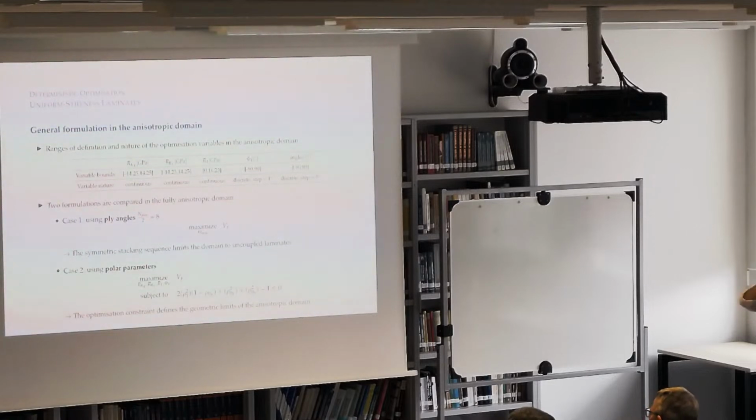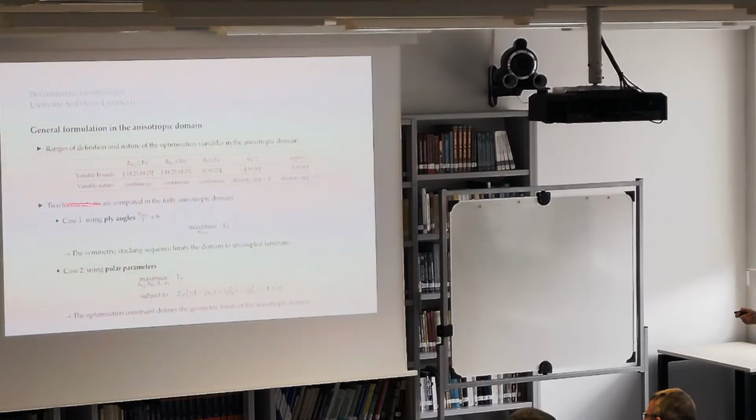In order to formulate the optimization problem in the general anisotropic domain, I will use the anisotropic moduli that are treated as continuous variables, and their bounds are defined using the polar parameters of the base layer. I use one polar angle that is defined between minus 90 degrees and 90 degrees, treated as a discrete variable with 1 degree discretization. And for the direct approach, I use ply angles that are discretized between minus 90 degrees and 90 degrees by a step of 5 degrees.